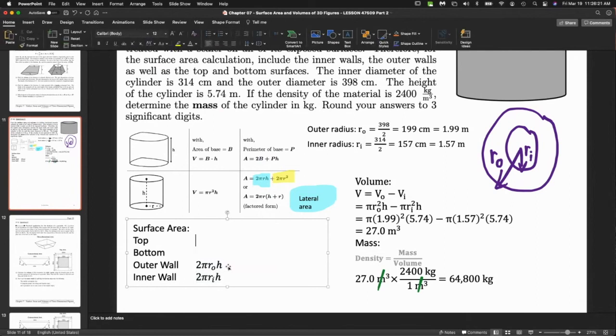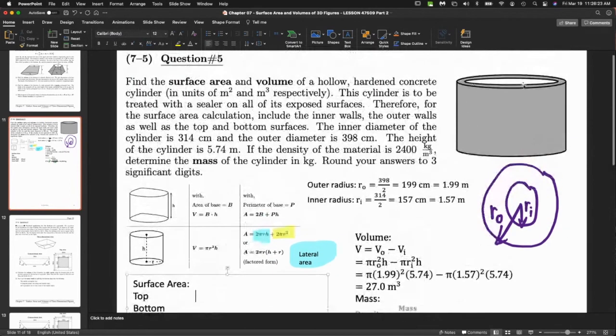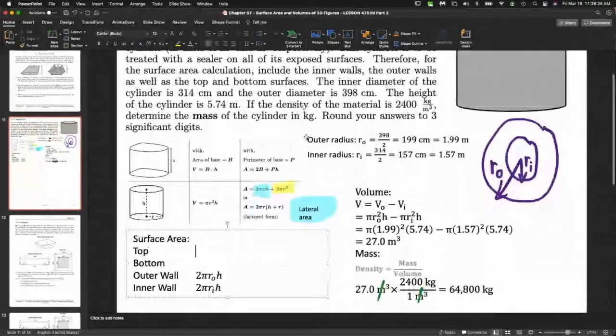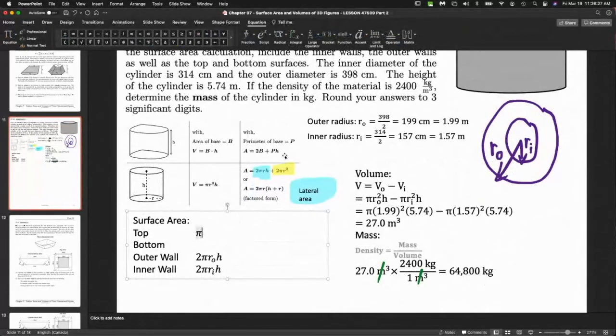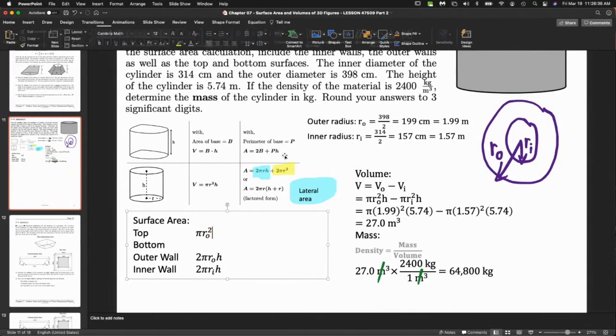Top and bottom, it's kind of funny because it's hollow. You see how it's hollow? You've got to subtract 2 circles. So you're going to do pi r squared minus pi r squared with the respective inner and outer radii. And the bottom and the top are the same, so this is actually the same formula twice. When you calculate this one, just copy the number for the second one.